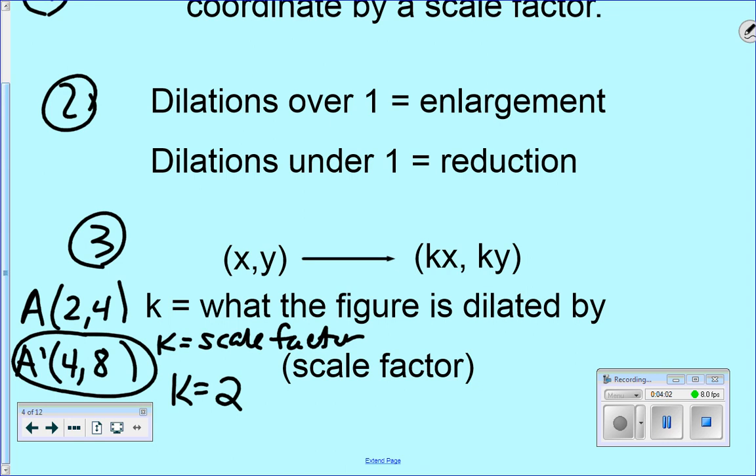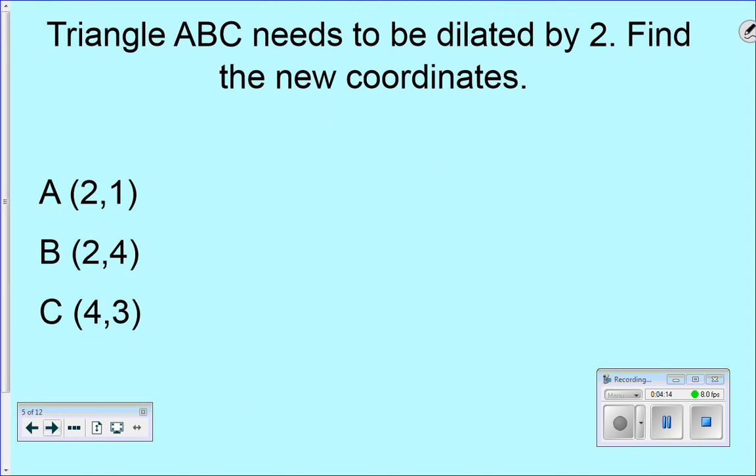So remember before in some of our rules it was, oh, only do this to the X, only do this to the Y. That's not the case today. It's going to be both of them. Okay? And I'll show you in a coordinate plane how it works, what's all going on. But we're going to start with just a simple example.